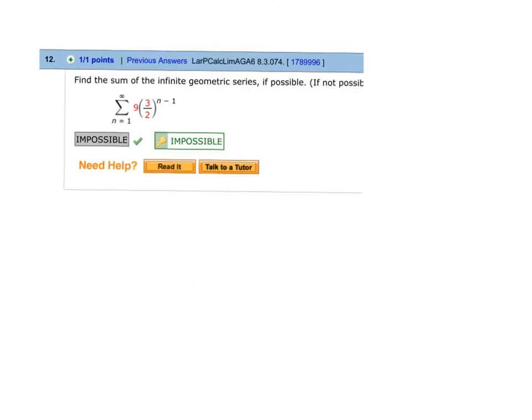Another number. All right, 12 says find the sum of the infinite geometric series if possible. Again, we have to make sure that this number is between 0 and 1. And it's not. 3 over 2 is bigger than 1, which means it's impossible. I think all of them were like that, right? Yeah.